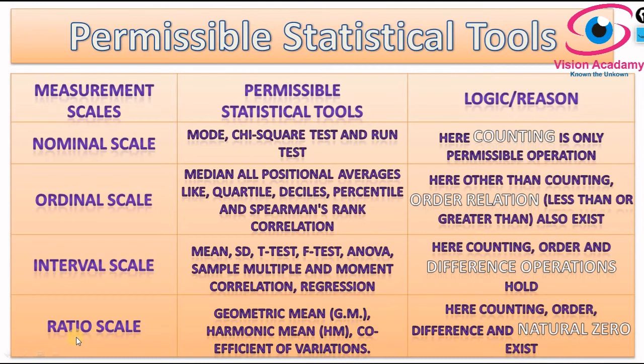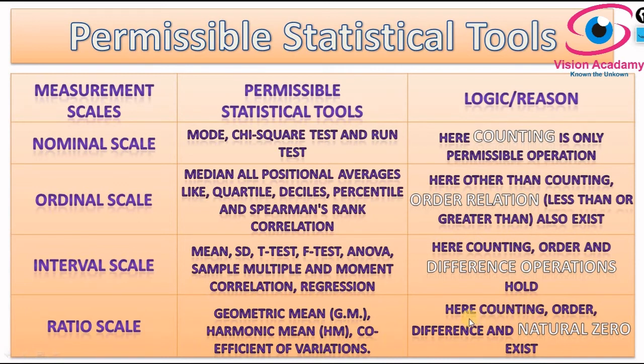And finally, we will go for ratio scale. In ratio scale, here counting, order and difference, along with difference, natural zero exist. So here geometric mean, harmonic mean and coefficient of variance are also possible. What is that geometric mean then? Geometric mean is a special type of average where we multiply the numbers together and then take the root of that. And the harmonic mean, we calculate by dividing the number of observations by the sum of reciprocals of each number of the series. That is how we will do that in the ratio scale.